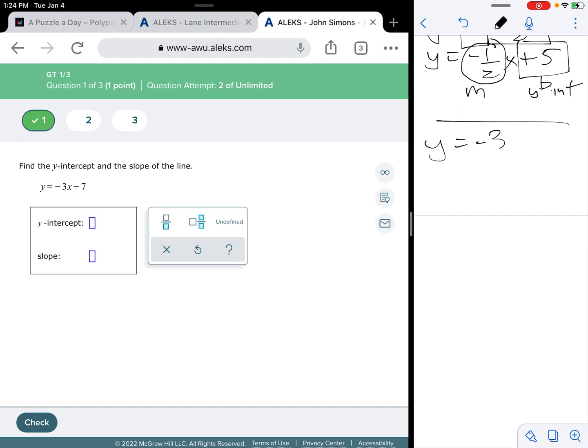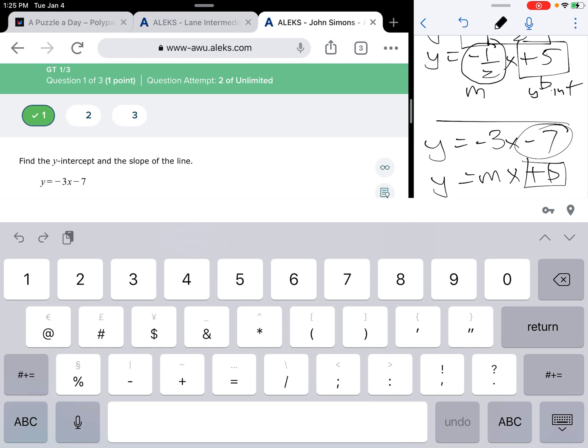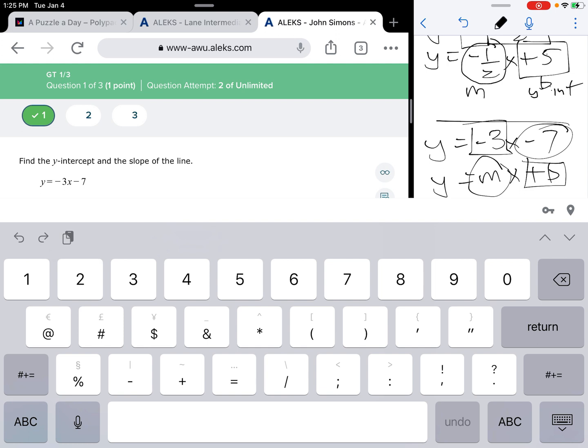It's written in our y equals mx plus b form already for us, right? It's written in the right order. So y equals negative 3x minus 7. So if you look at my plus b, well, that corresponds with this. So that's my y-intercept. So that'll be negative 7. And then my slope is m. That's that number that's in front of the x. Well, that's right here. So that's negative 3 is my slope.